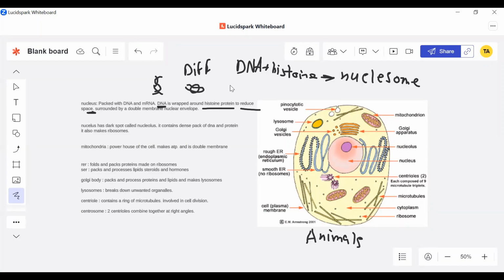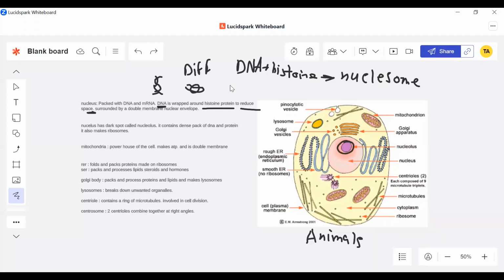And this nucleus is surrounded by this membrane. We call this membrane the nuclear envelope, all right? And this nuclear envelope has pores. Pores are these small holes through which DNA and mRNA can escape. Now, that was all about nucleus.